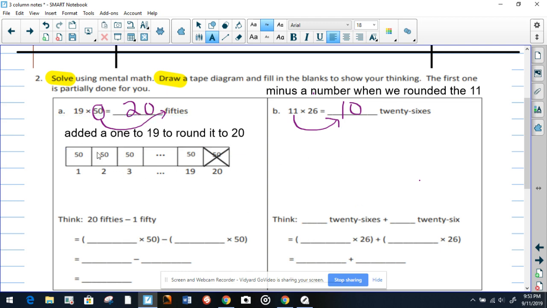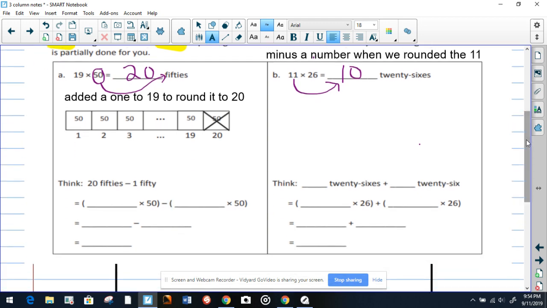And this is why you see a picture of this. The picture says that you have 20 50s. So if you see, each segment has 50 inside and there are 20 of them. This ellipsis right here tells you that all the numbers in between are there: 4, 5, 6, 7, 8, 9, 10, 11, 12, all the way up to 19 and 20. Now, why did it cross the 20? Well, because we added 1 to 19 to round it to 20. So that's why we subtracted here. I know it's a little confusing, but just follow along and you'll get it.